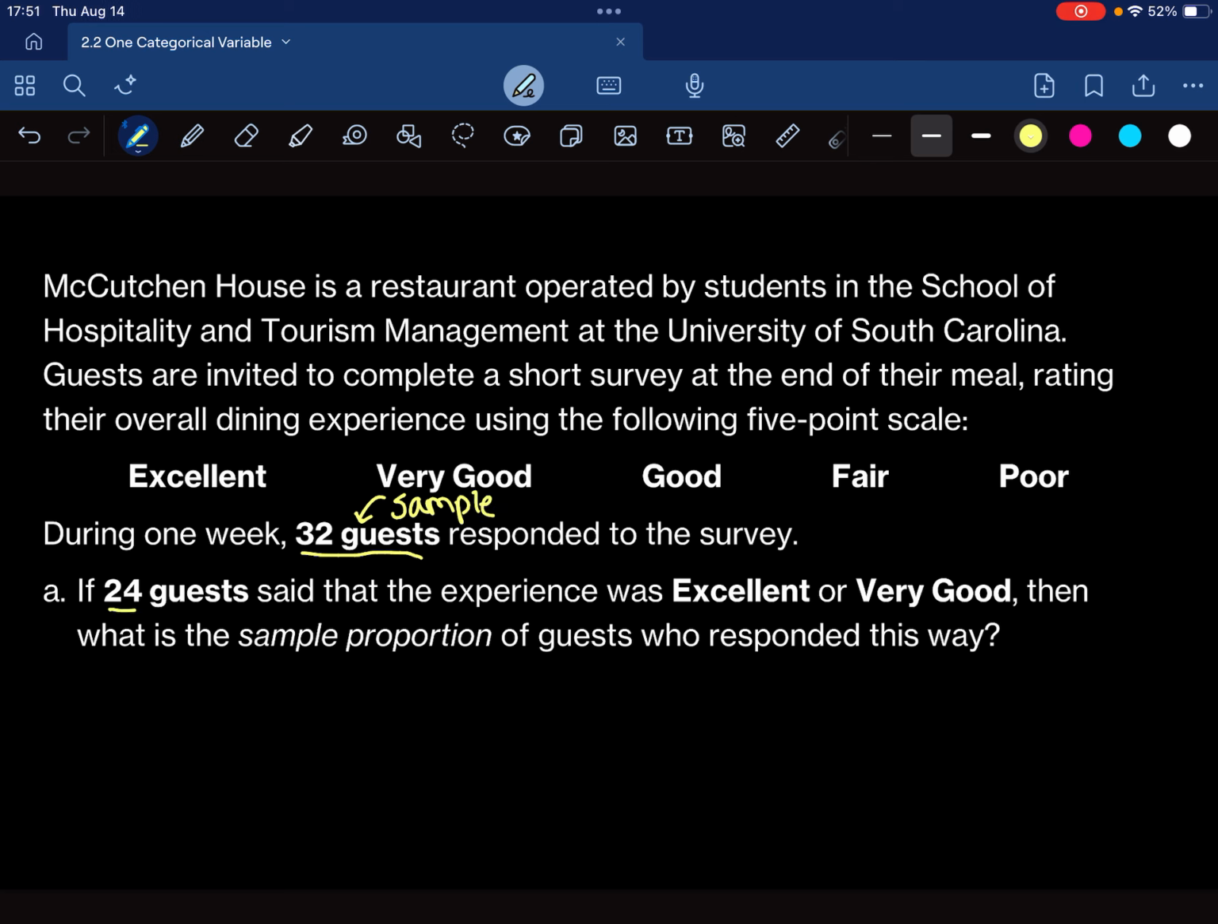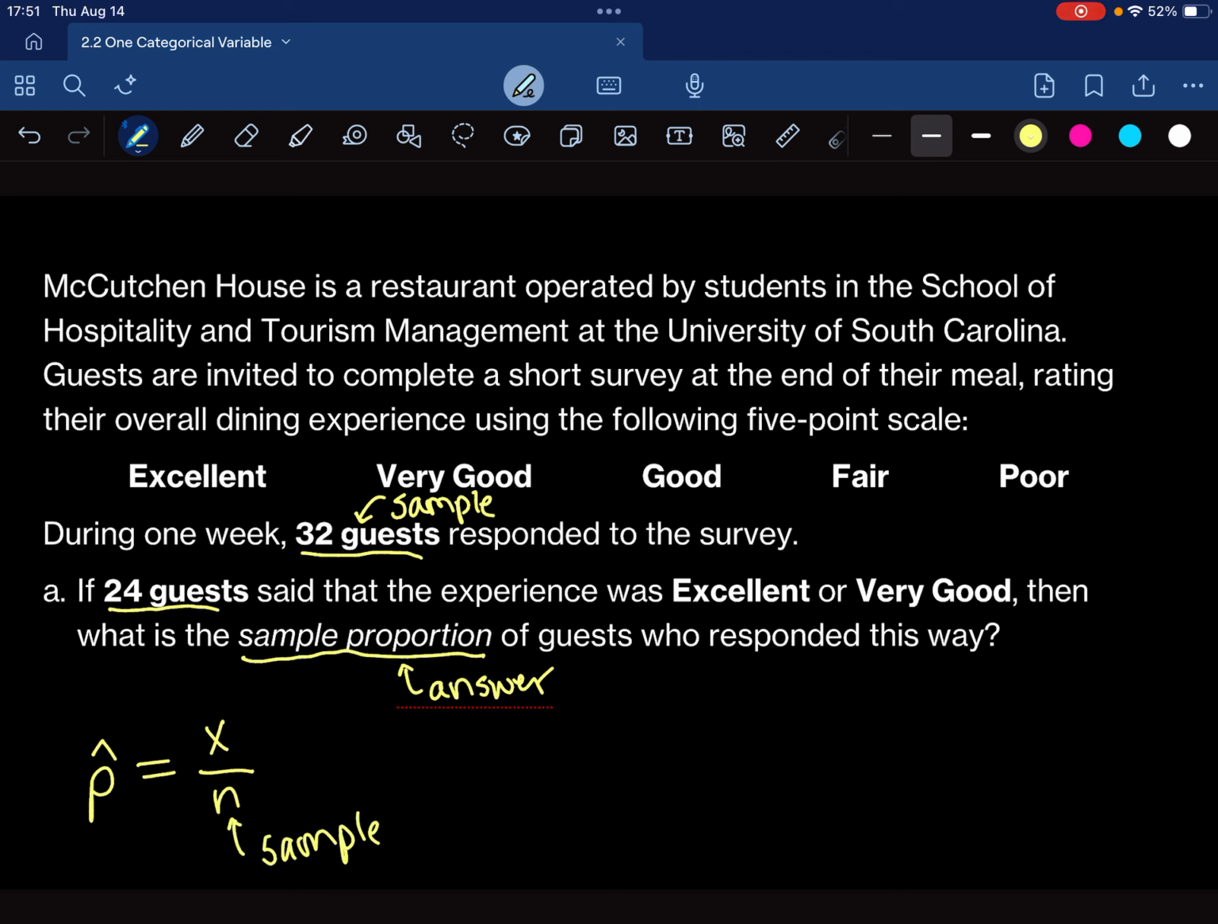And then we have 24 guests said that their experience was either excellent or very good. And we would like to find the sample proportion of guests who responded this way. So our answer is going to be this sample proportion. So I'm going to talk real quickly about what symbol we use to represent the sample proportion. It's going to be a lowercase p with a triangular hat on top, so we call that p hat. And we calculate it by saying x, which is the number of people who responded the particular way, and divide it by n, which is going to be our sample size.